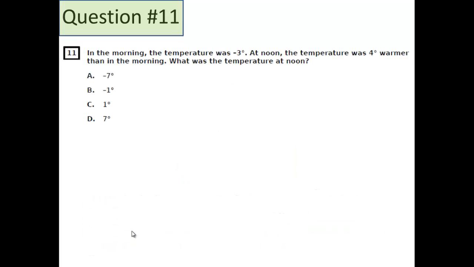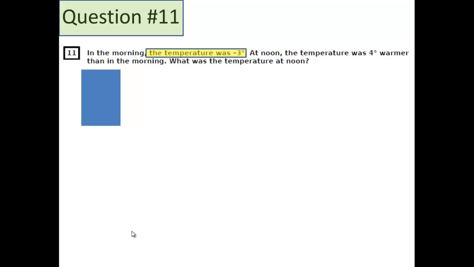Next one up, number 11. In the morning, the temperature was -3 degrees. At noon, the temperature was 4 degrees warmer than in the morning. What was the temperature at noon? I'm going to block my answers. I don't want them to throw me off. I don't need them. I can calculate this on my own.